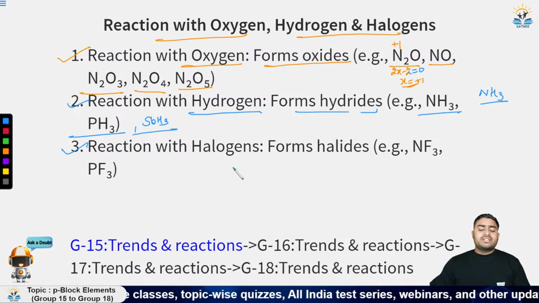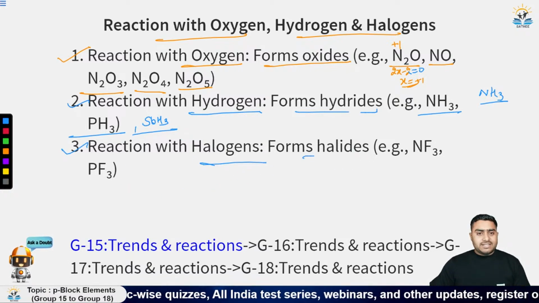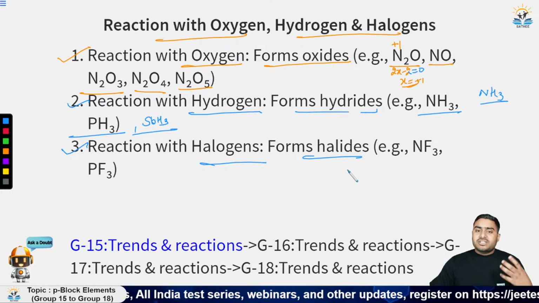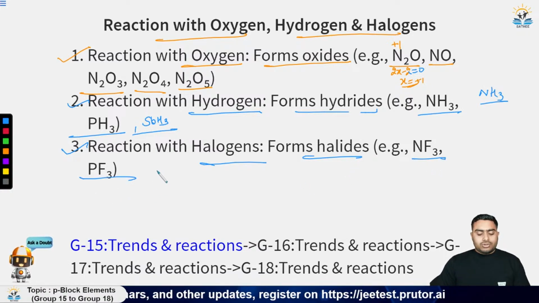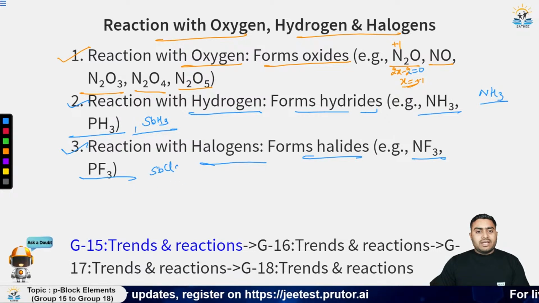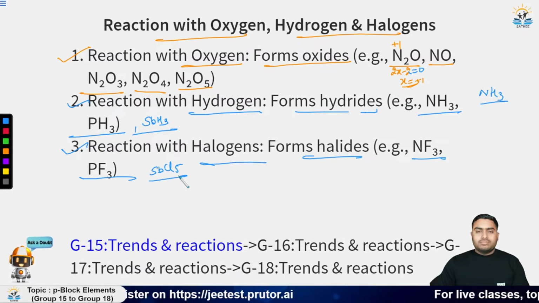Let's move to the next point, reaction with halogens. It forms halides. That means reaction with halogens will form NF3, it will form PF3. It will also form SbCl5 and SbCl3.